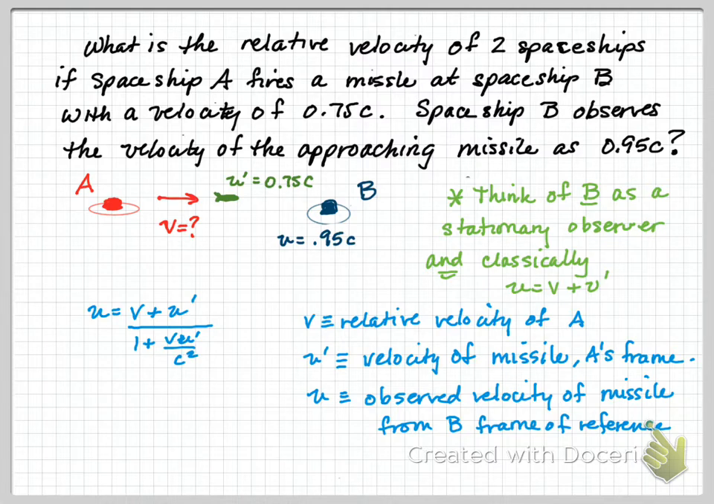And in this case, V is going to be what we're looking for, the relative velocity of A as observed from B. And then the U prime is the velocity of the missile from A's point of view. And U is the velocity of the missile from the stationary point of view.